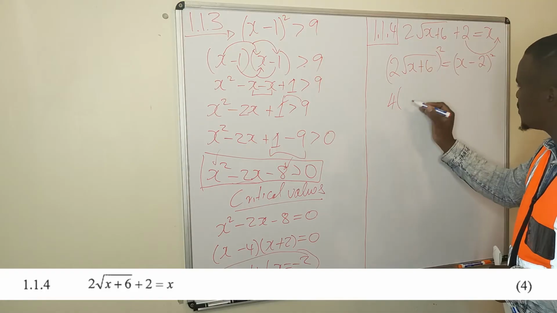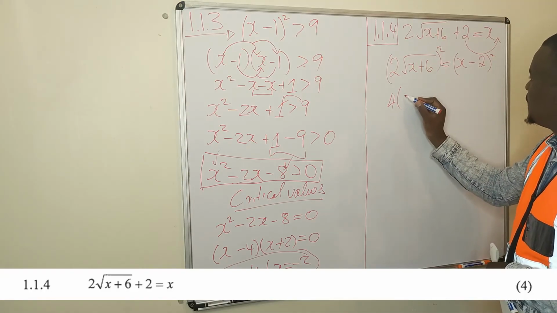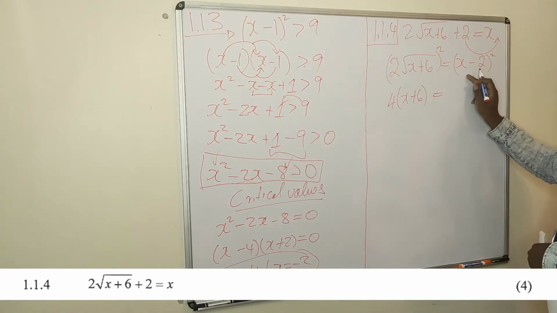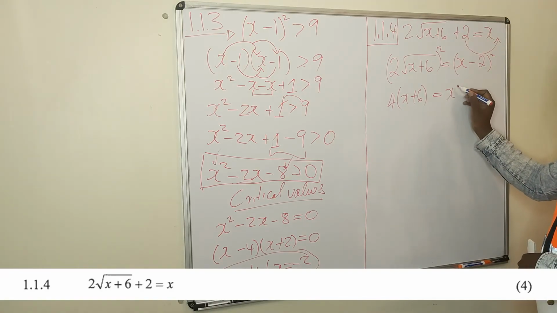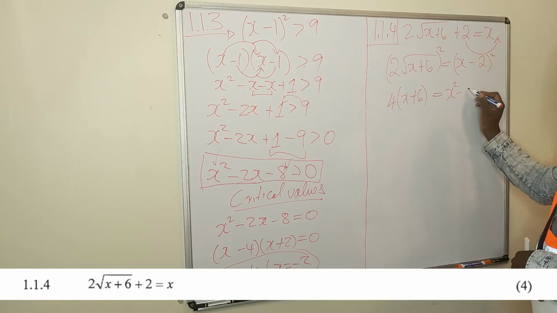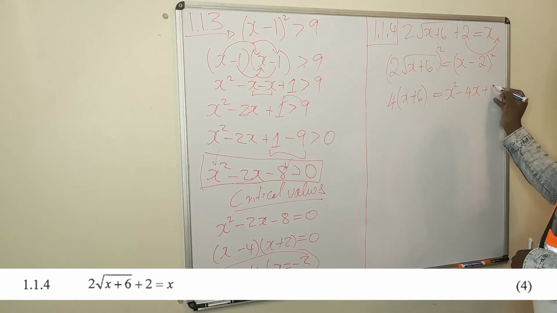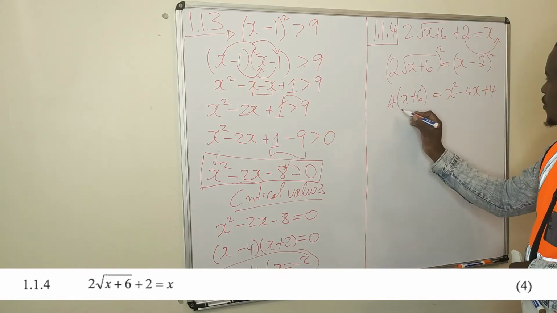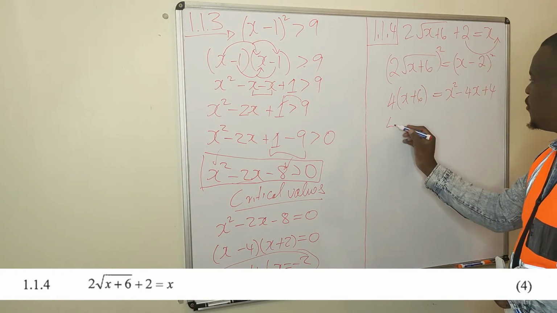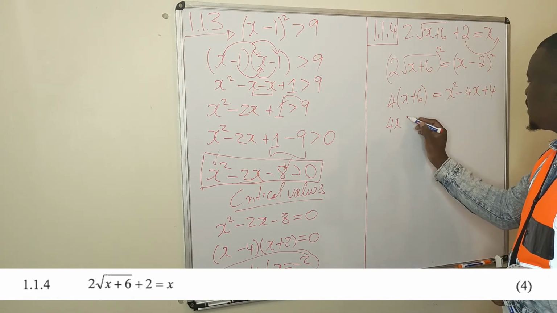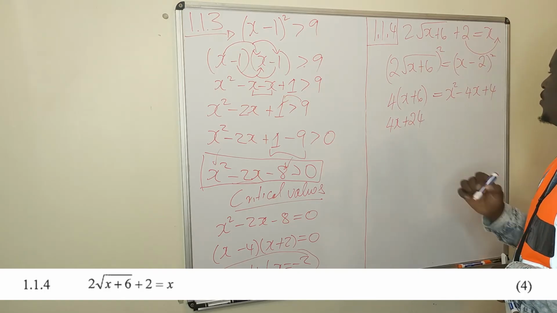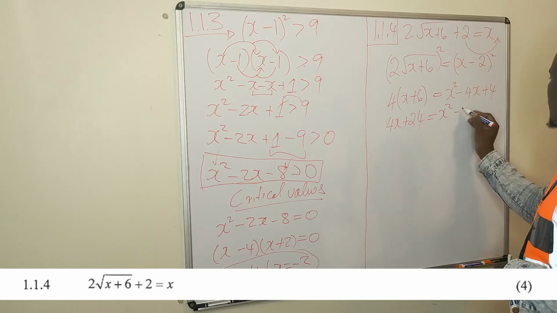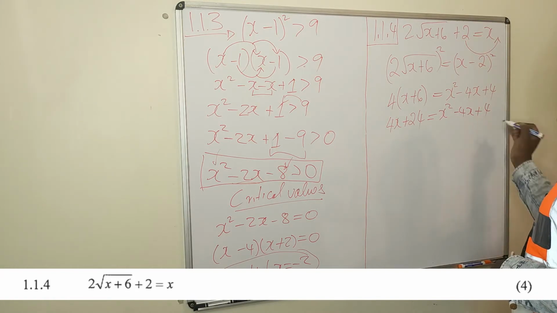Then you're left with 4 times x plus 6 is equal to, expand this. This will be what? x squared minus 4x plus 4. What do we do? Let's simplify this. So we have 4x plus 24, right, is equal to x squared minus 4x plus 4.